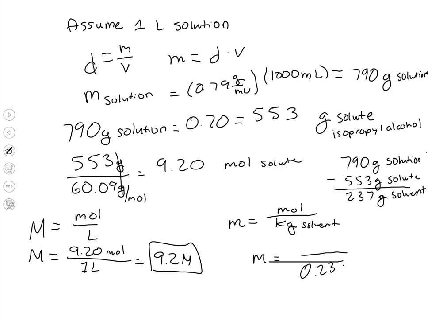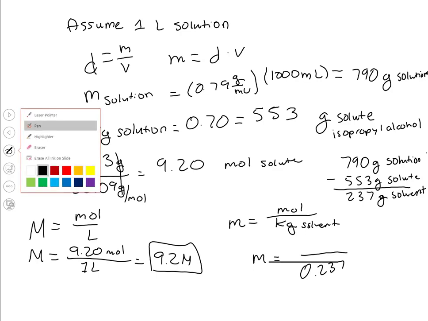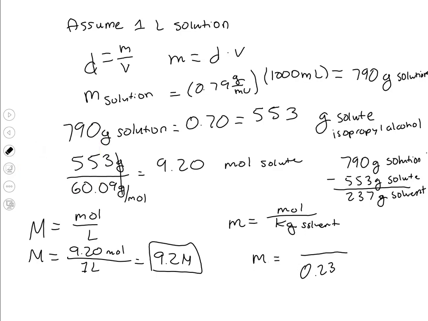Good. And on the bottom, or on the top, is still the moles. So the molarity was 9.2. What's the molality? 38.8. We've got 2 sig figs, so we'll just round that to 39. Molality.